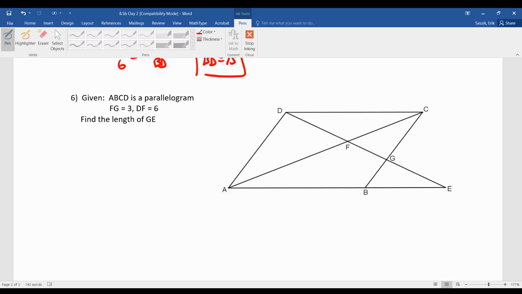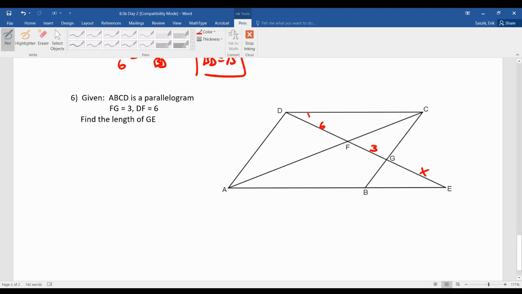Now down here in the bottom, we got one more to look at. Okay, let's get a little bit of labeling going on here. We got a parallelogram. We got FG is 3. We got DF is 6. And we're asked to find the length of GE. We'll call that X. Now, let's see here. We do have a parallelogram. That's going to be important.